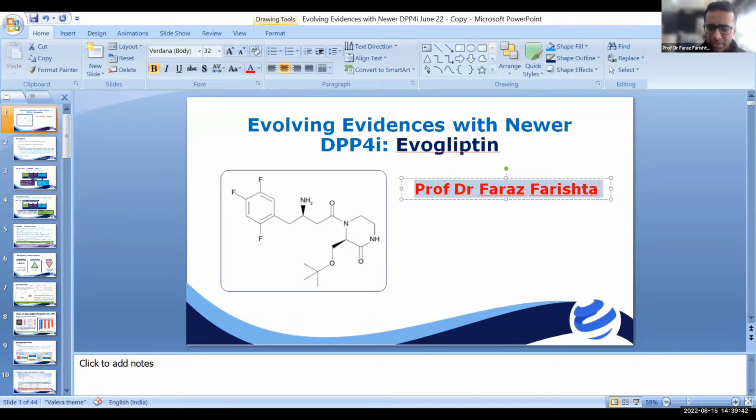Let's see how it differs from its fellow colleagues. I think this is going to be the most important slide. So are all DPP4 inhibitors the same? I think we all know that most of them are similar when it comes to the efficacy part, but let's see when it comes to the action, how they differ. So the DPP4 enzyme has S1, S2, S1 dash, S2 dash extension, and an S2 extensive.